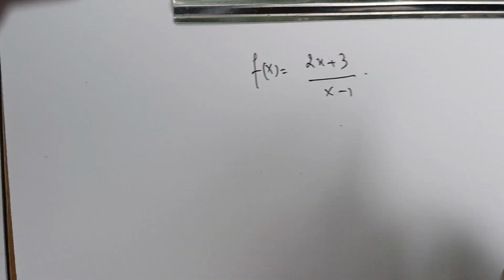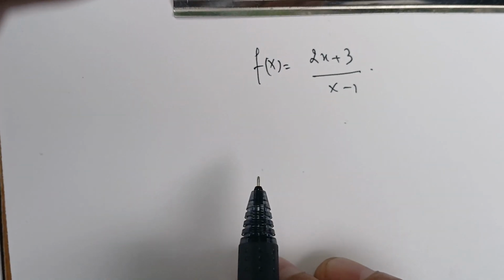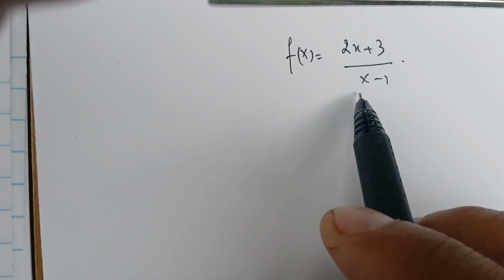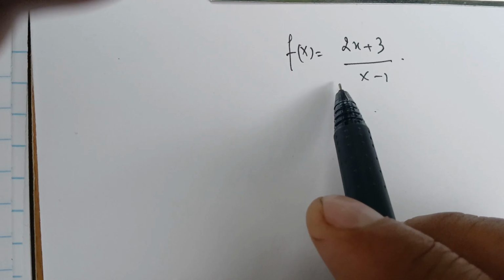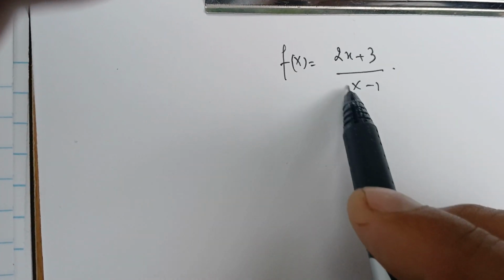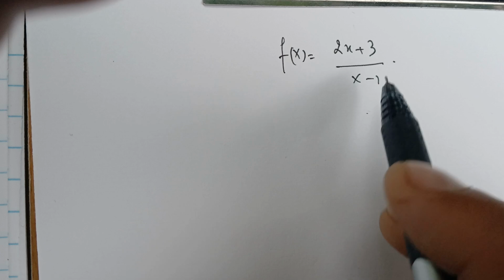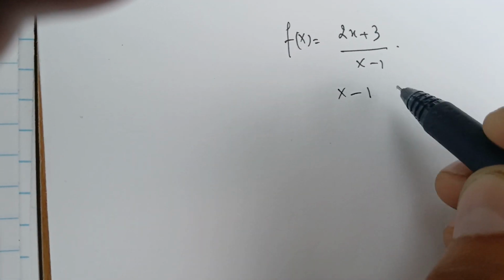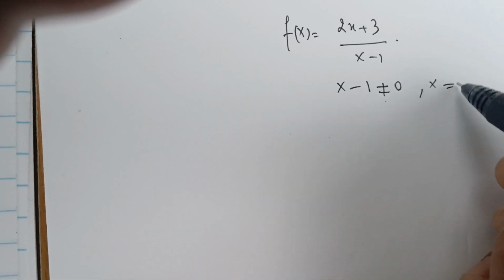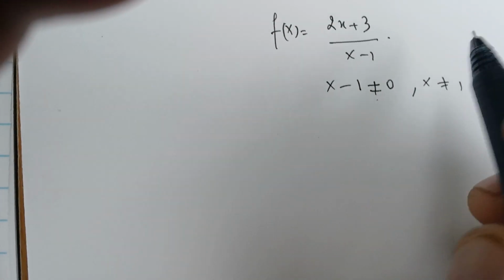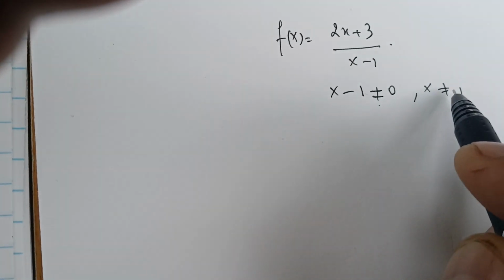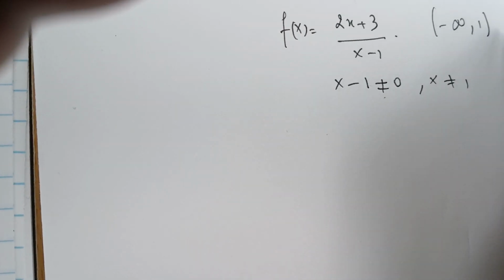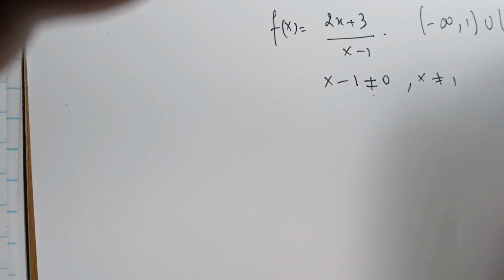The first thing that we need to do here is find the domain. Here we have a fraction. We don't want to divide by 0, and therefore we must have x minus 1 different from 0. That means x is different from 1. So when x is 1, we have a problem. That's why we have to get rid of it. So the domain is minus infinity to 1, union 1 to plus infinity.